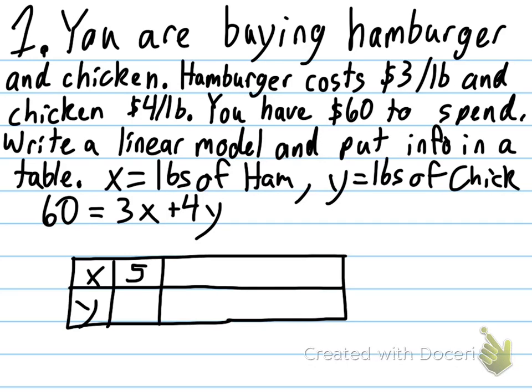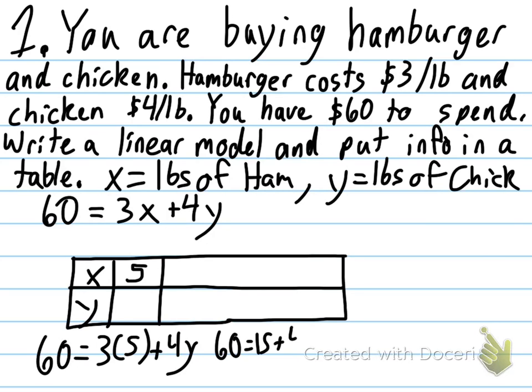So, we'd have to do some algebra. So 60 equals 3 times 5 plus 4y. So 60 equals 15 plus 4y. If we subtract 15 on both sides, we get 4y equals 45. Okay, divide that by 4, and it looks like we get around 11 pounds of chicken. Alright.